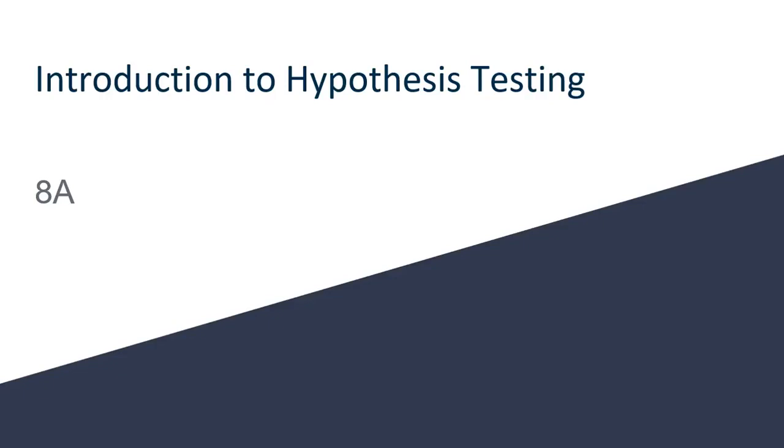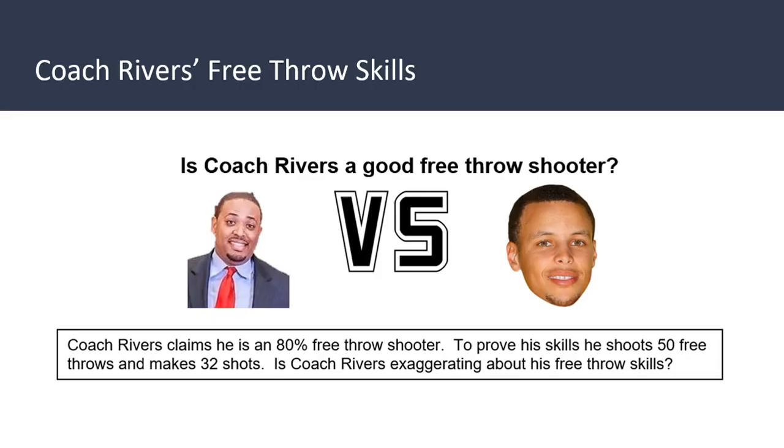8A, we're going to look at something called hypothesis testing. So last class in our activity, we looked at Coach Rivers shooting free throws, all right? And he claimed that he was an 80% free throw shooter. And so we go out and he shoots 50 free throws, but he only makes 32 of them. That's 64%. Okay, so the question is, is Coach Rivers exaggerating about his free throw skills?